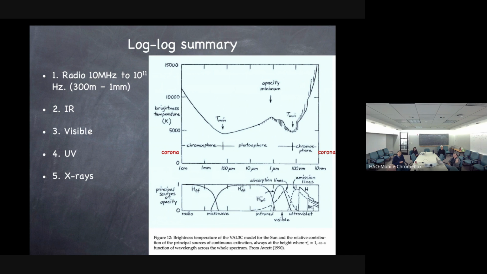Okay, so forget the lower panel. So I'm going to go from radio all the way to X-rays. So Hanley might be able to tell us why I've restricted radio wavelengths to those which are shorter than 300 meters.